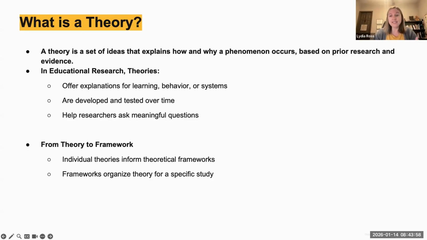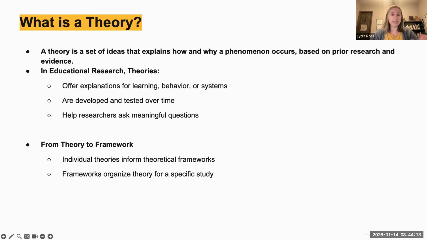Another important point that I'd like to make is that theories are not static. They are developed, tested, critiqued, and refined over time. So they are constantly evolving with scholars and researchers and practitioners as we learn more and develop our knowledge of these different areas.